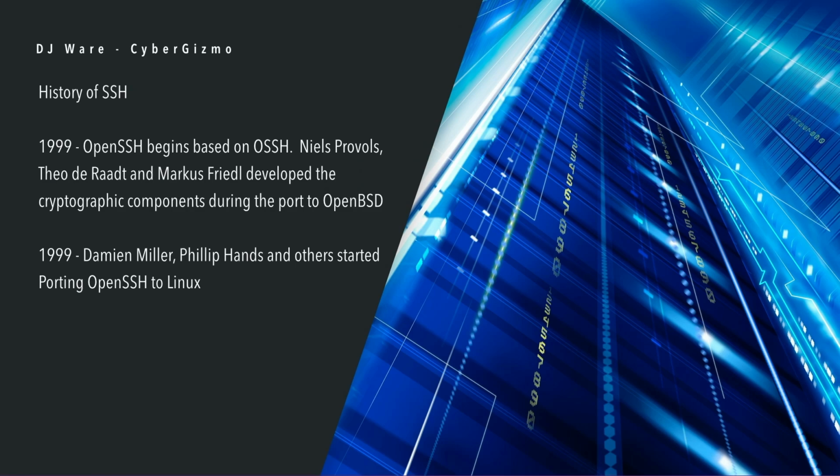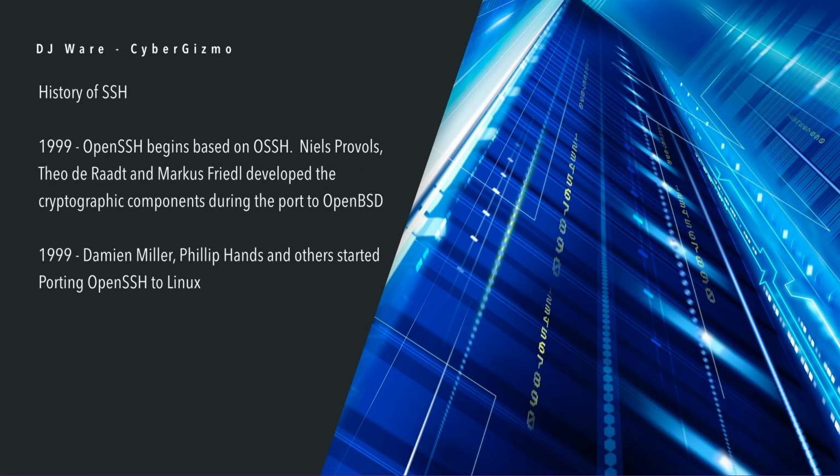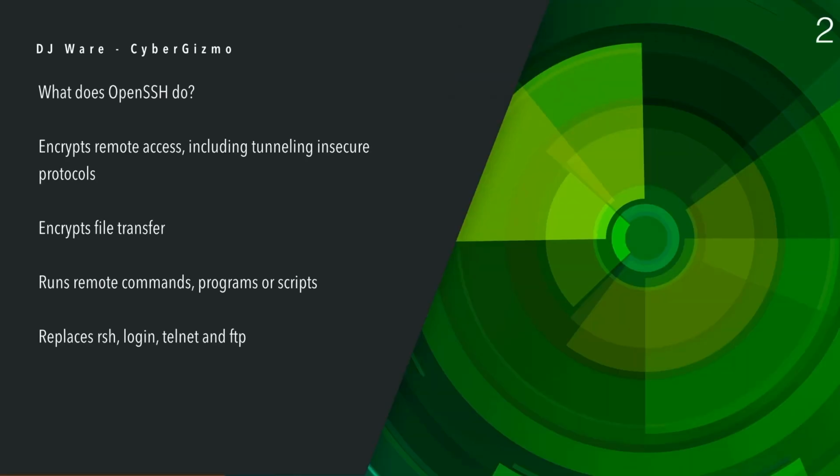That was ported onto OpenBSD, which was the first platform to actually have OpenSSH. In fact, I believe that's still where the project survives today, as the initial point for all the changes that come to all the other platforms, including Linux. Damien Miller and Philip Hands and others ported OpenSSH over to Linux in the same year, 1999. So we've had it for a while.